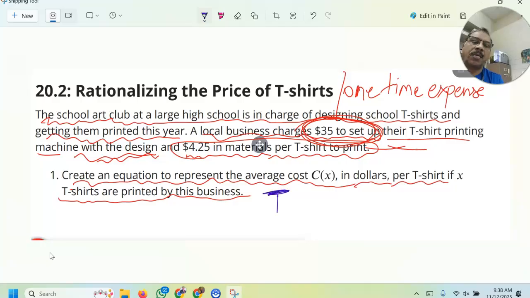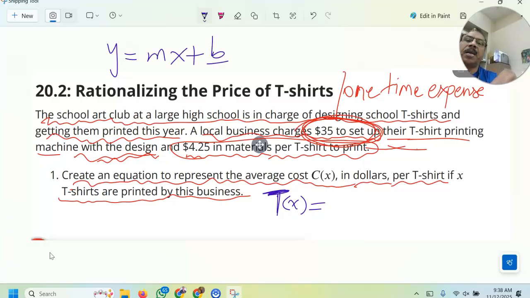So let's write down total cost is actually TX. I'll put this extra, which is not asked of you. We can use the formula like y equals mx plus b, where b is like a down payment and then the slope, this is like every t-shirt. This means number of t-shirts.